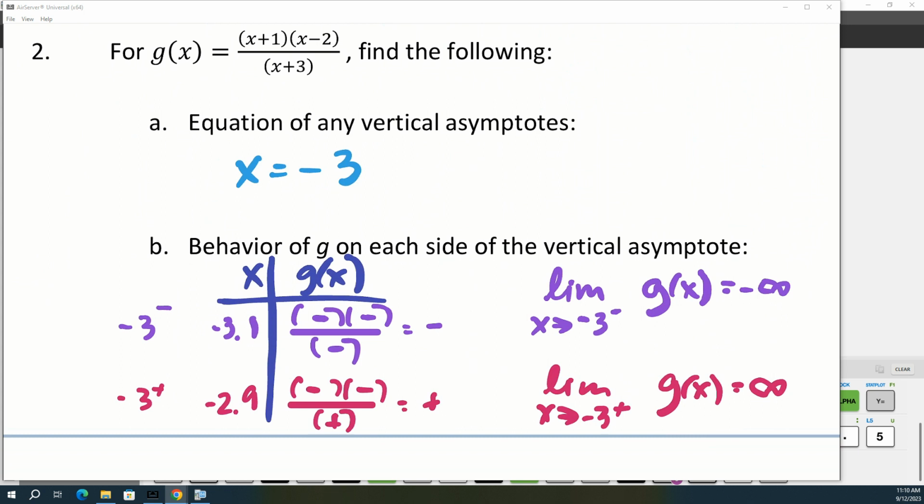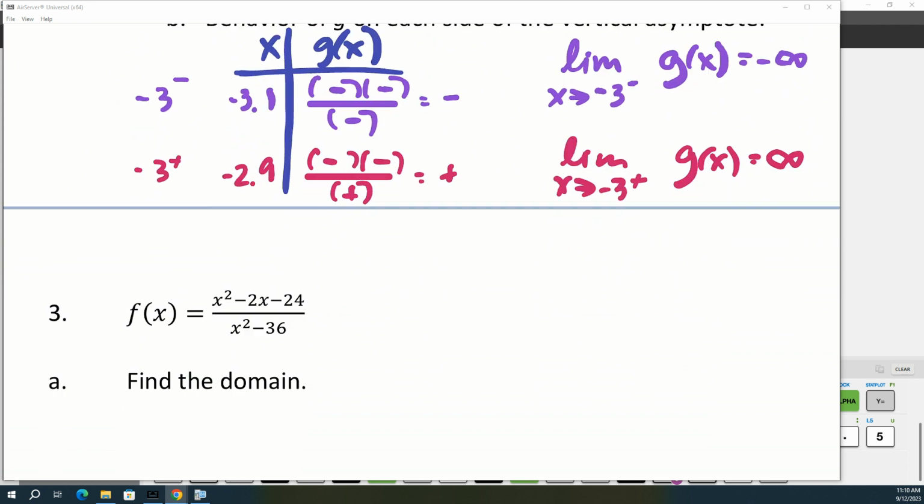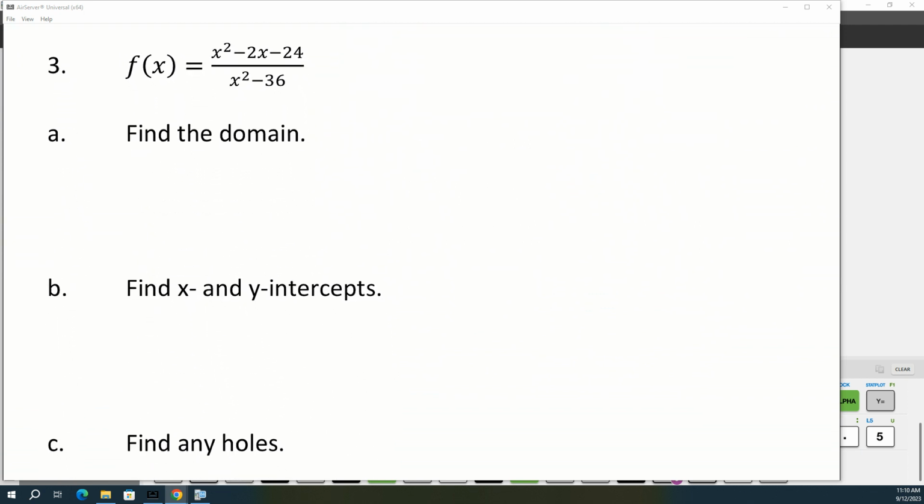Okay, on the back, we're going to do some of the stuff from yesterday and some of the stuff from today. All right, so let's just start off by factoring. So you guys factor that numerator and denominator on your own, please.